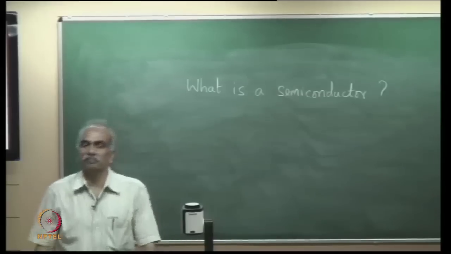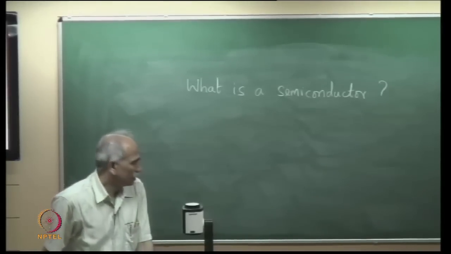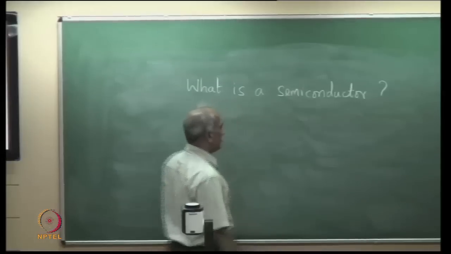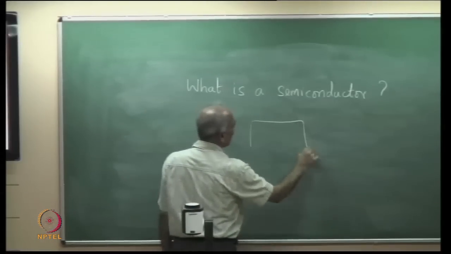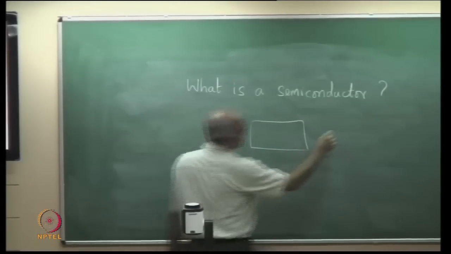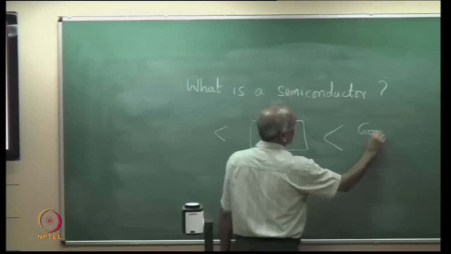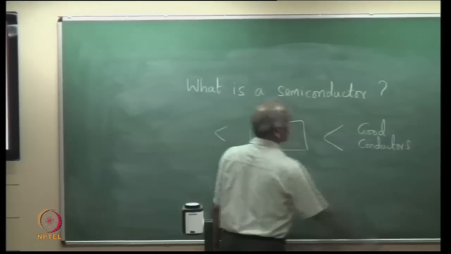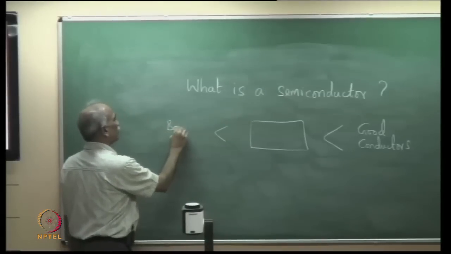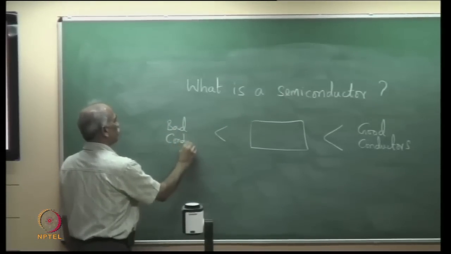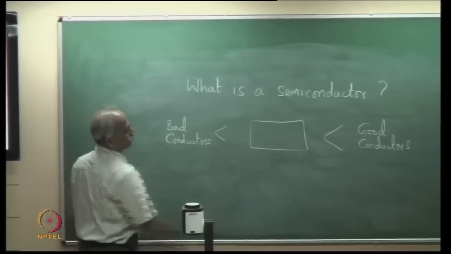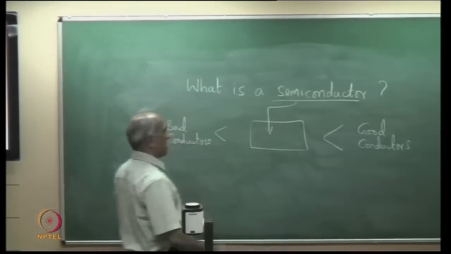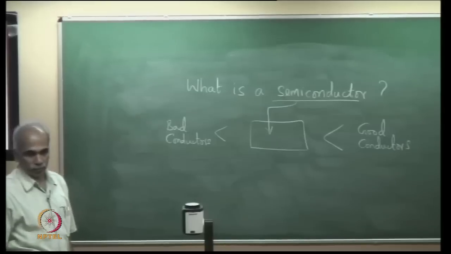What is a semiconductor? As the name indicates, it must be a class of materials which have conductivity between those of good conductors and bad conductors. Very elementary indeed. Good conductors and bad conductors, or insulators. So semiconductors are those which have conductivity in this range.